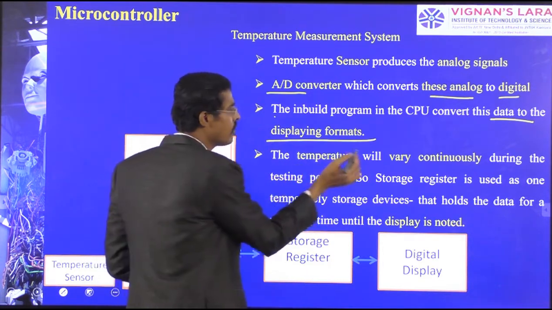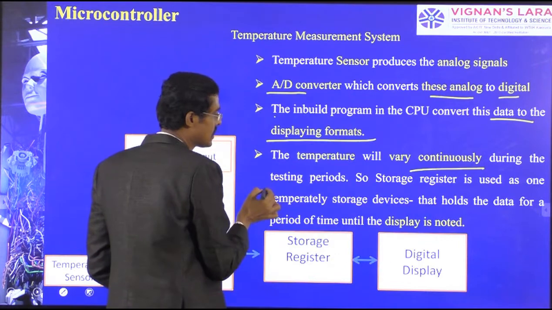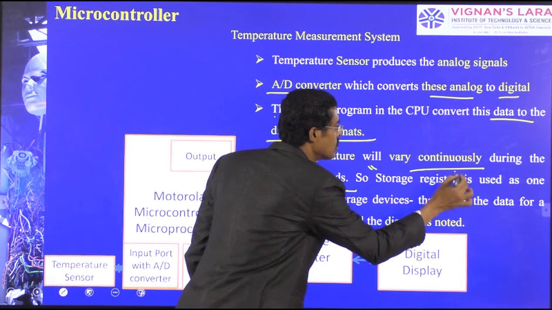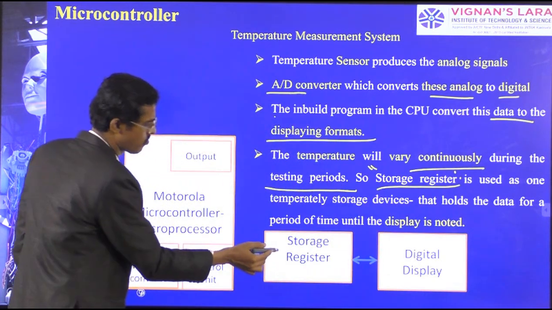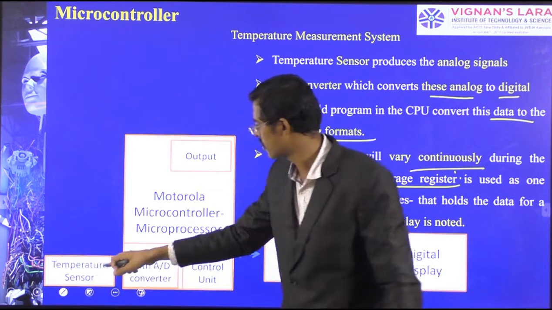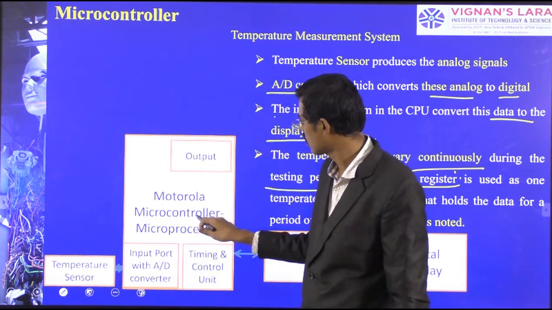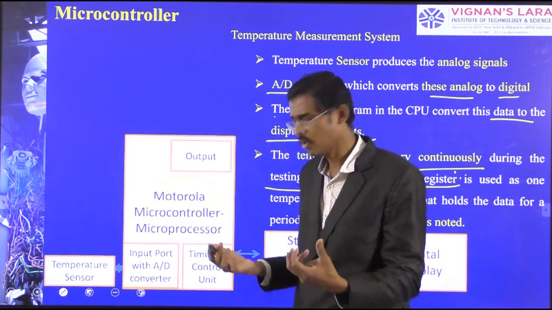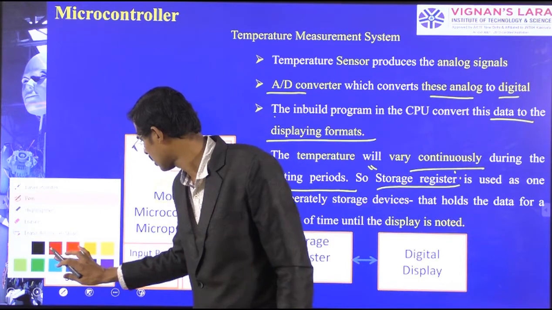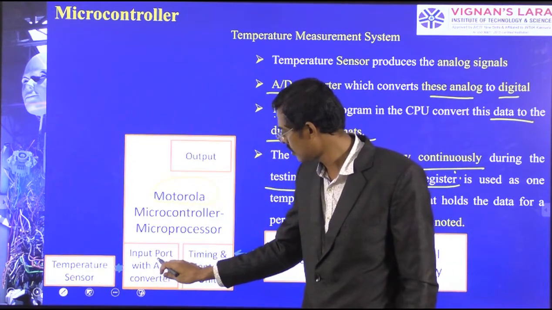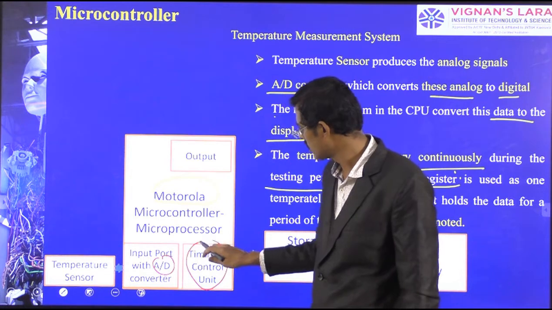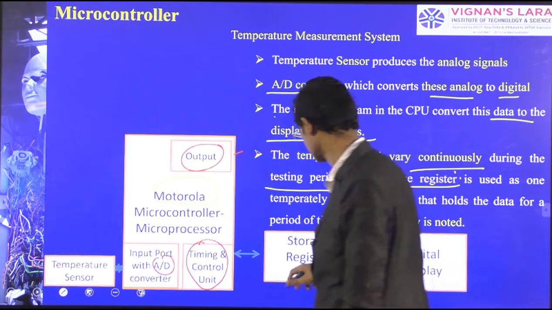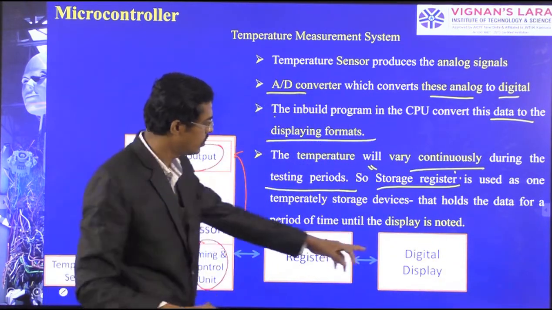So the temperature will vary continuously during the testing period in a minute. So a storage register is used. Here we are using the storage register. By the diagram, here the temperature is sensed. After sensing, the microcontroller which contains the microprocessor, here a Motorola company's microcontroller, is used. Here is the analog to digital input, then as usual timer counters, and the outputs. These outputs are connected to the storage registers. The output is nothing but the storage register to the digital display.